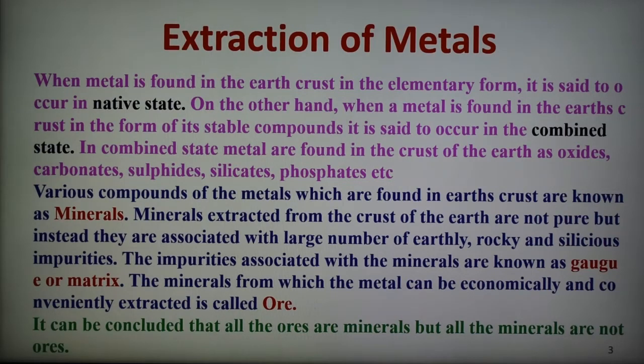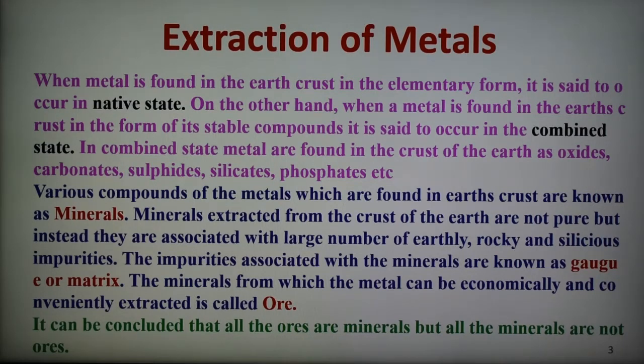Similarly, minerals of copper are copper glance, cuprite, malachite and copper pyrite, but the ore of copper is copper pyrite. Therefore, it can be concluded that all the ores are minerals, but all the minerals are not ores. This is the important point in this case. Minerals are the compounds which occur in nature, and ores are those minerals from which metal can be extracted profitably. So this is known as ore.